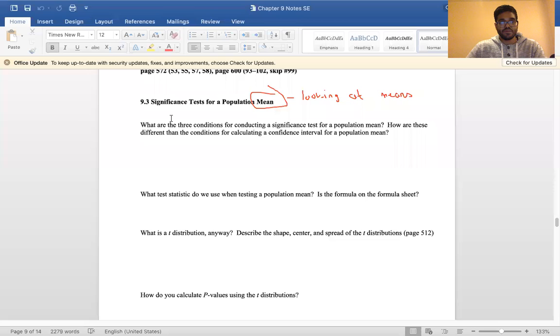So what are the conditions that we need to look for? Number one, again, randomization. Again, that goes back to the whole, can we extrapolate to the population? Large counts: n needs to be less than or equal to 1/10 big N. And number three, the population is normal.